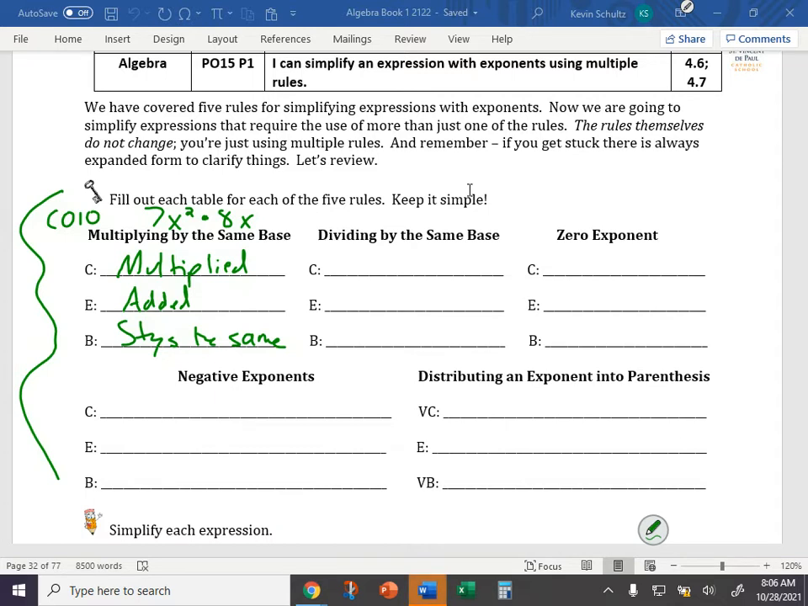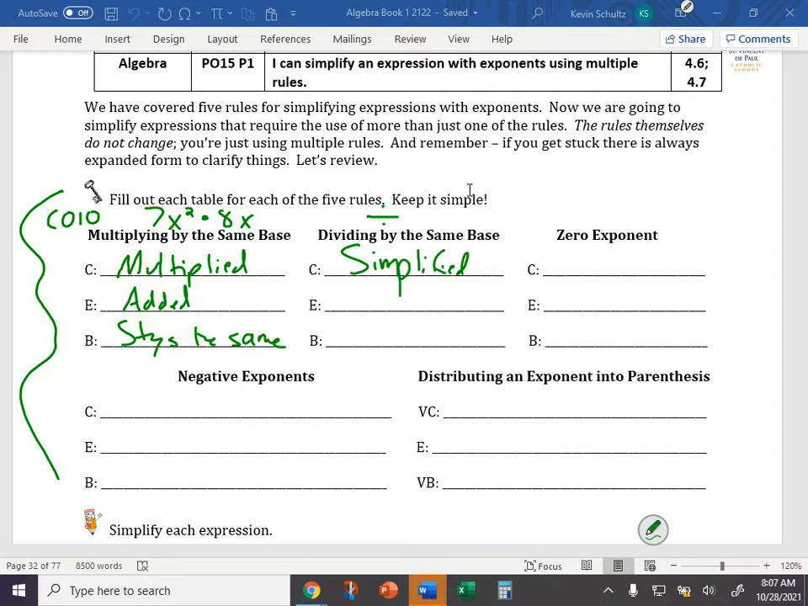Okay? Dividing by the same base. Let's start with how you know that you're using it here. How do you know that you're using dividing by the same base? What's going to be in the expression? Division symbol, right? It's going to be a fraction. Something over itself. What do you do with coefficients when dividing by the same base? Again, you already have this written down on CO11. We're just putting it all in one place for you now. Simplified.